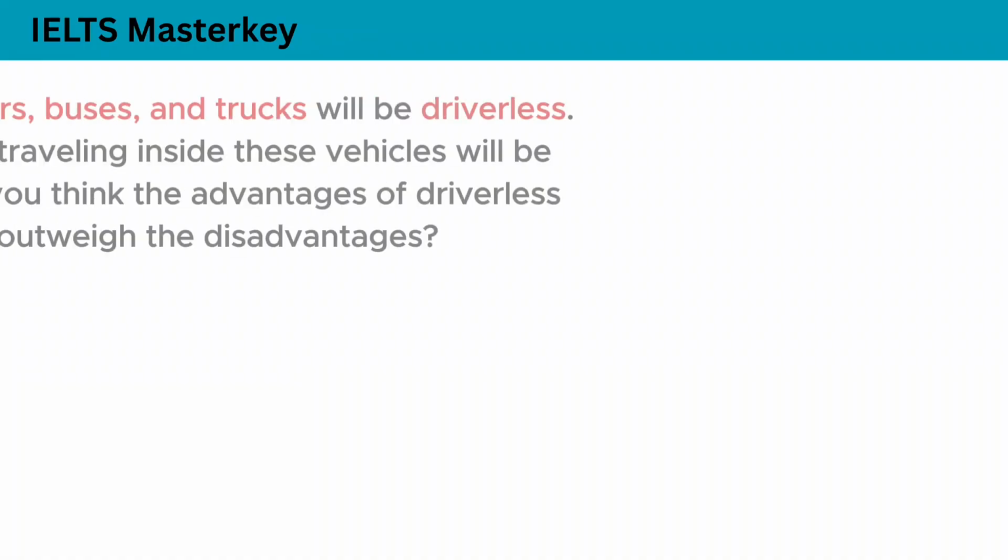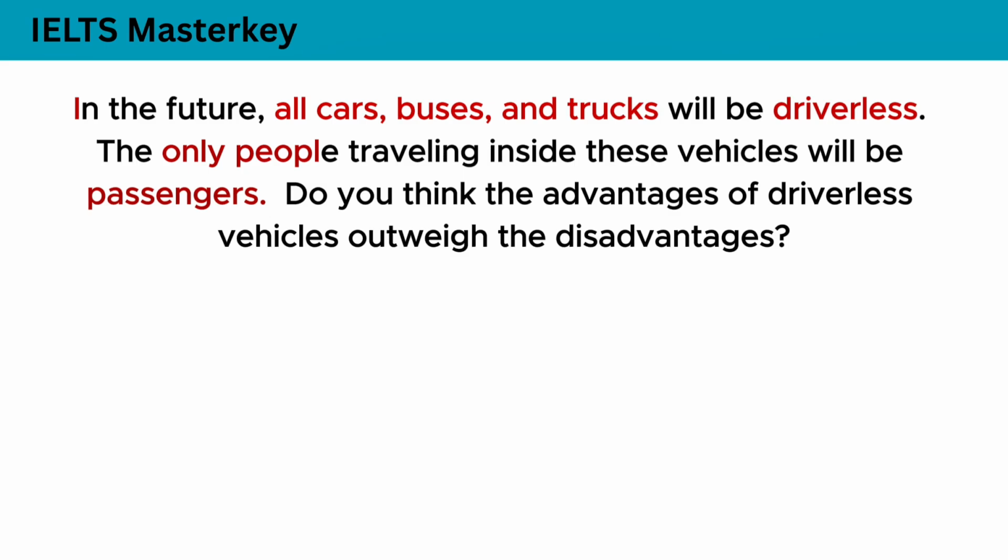Now, let me show you an example. Now let's look at this question. Like I said earlier, the first step is always to analyze the question. In the future, all cars, buses, trucks will be driverless. The only people traveling inside these vehicles will be passengers. Do you think the advantages of driverless vehicles outweigh the disadvantages? So the keywords are all cars, buses, and trucks, driverless, and passengers. The only people will be passengers.